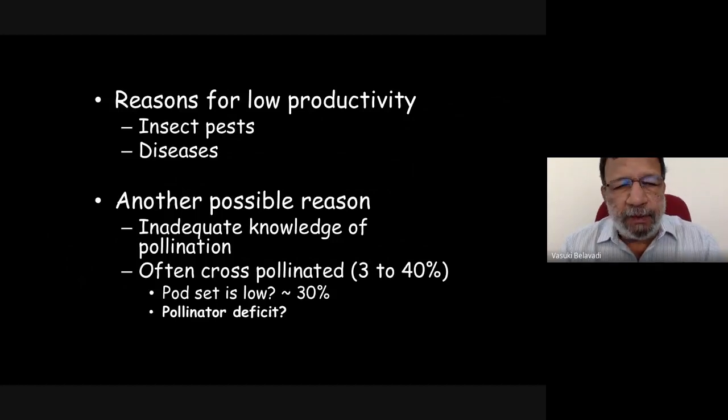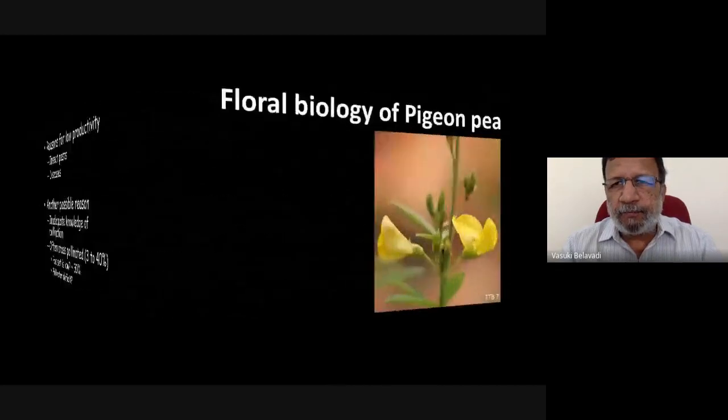If you look into the literature, you see that it is given as often cross-pollinated, and the range of cross-pollination is given. In some papers, it is only 3%. In some papers, it may go up to 40%. But the pod set is low. You go and look into the data of any pigeon pea grower, you see that the pod set is less than 30%. Is it because of the pollinator deficit? Do we know what the pollinator is, and is there a deficit of pollinators or a reduced number of pollinators?